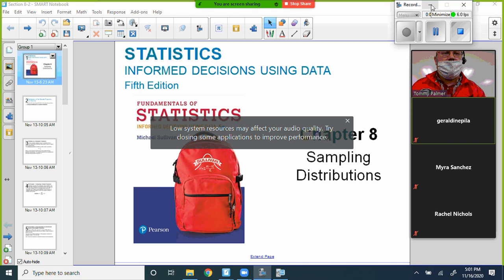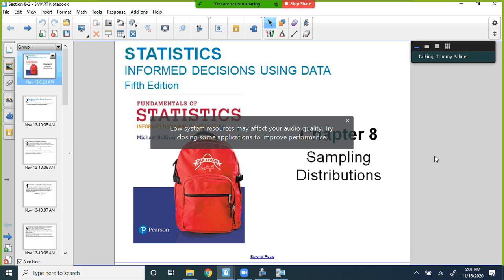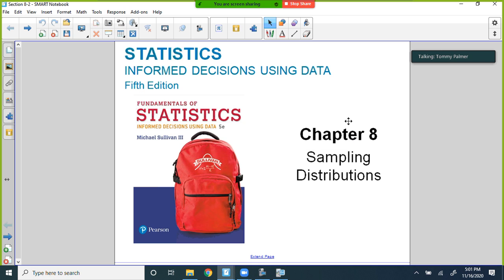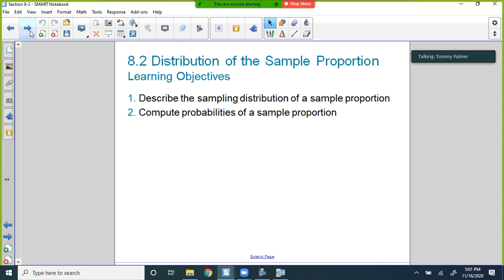So we're starting in chapter 8, section 2. So we're in 8.2, and this is what we're supposed to get out of it. The distribution of a sample proportion, right? We're going to describe the sampling distribution of a sample proportion, and we're going to compute probabilities of a sample proportion. We looked at that in 8.1 with sample means, right? So the mean of the sample, and now we're looking at the proportion of it.